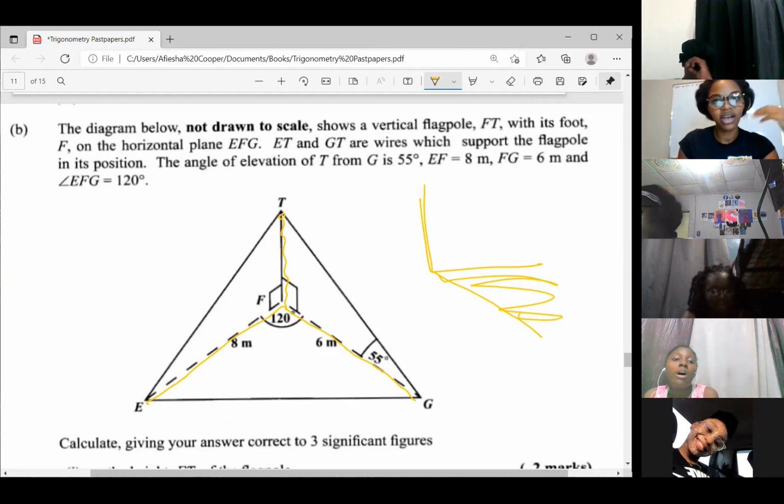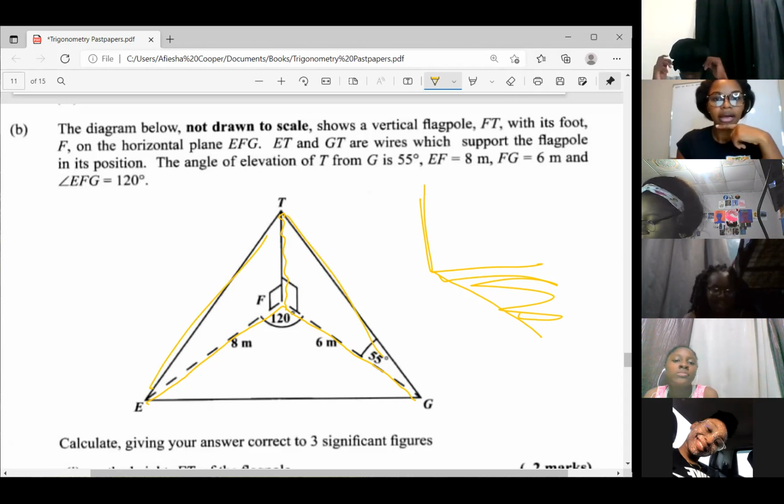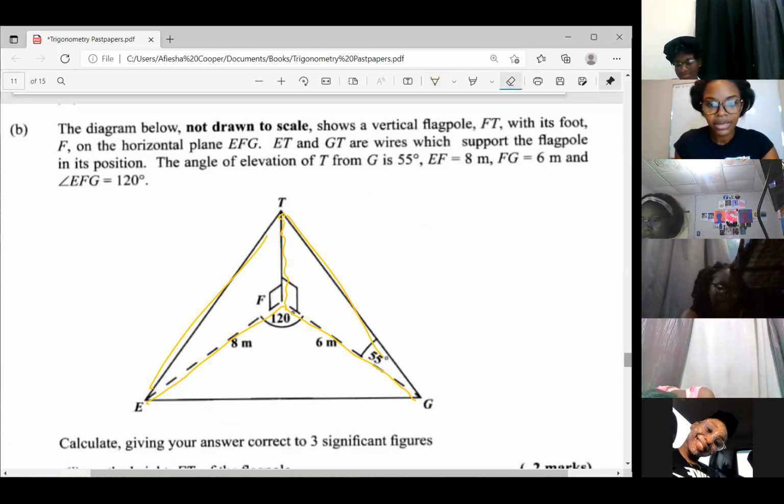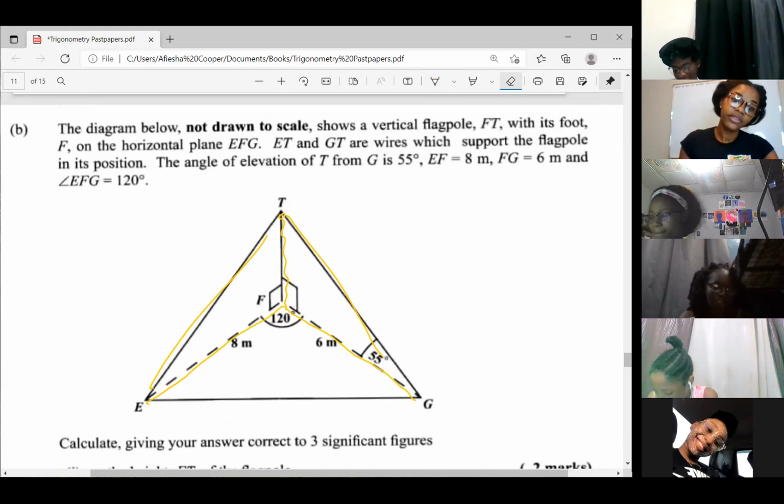ET and GT are wires which support the pole, ET right here and here. The angle of elevation of T from G is 55, EF is 8, FG is 6, and EFG is 120. All right, so we understand. Now let's put it to work. The height of FT.